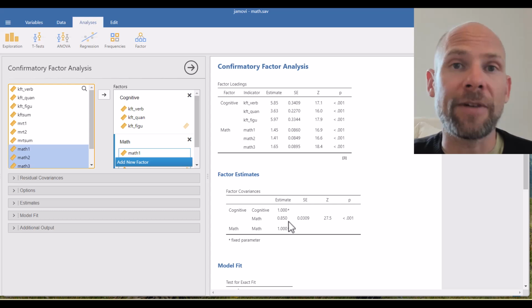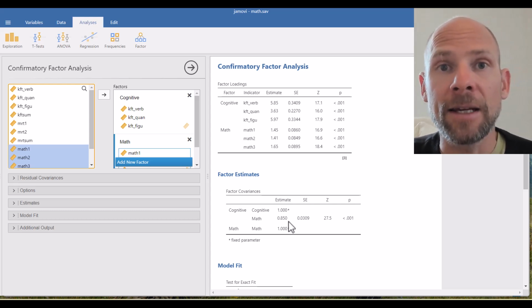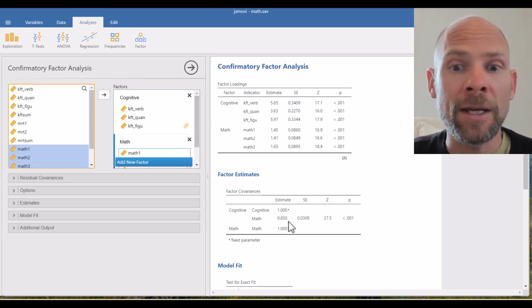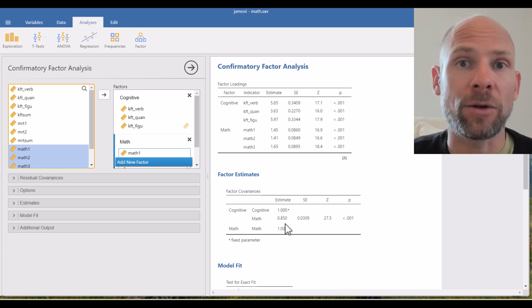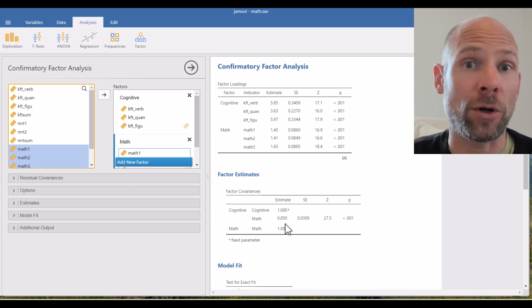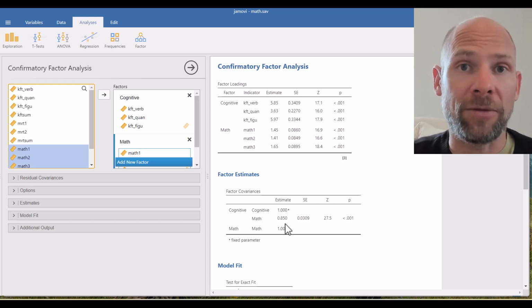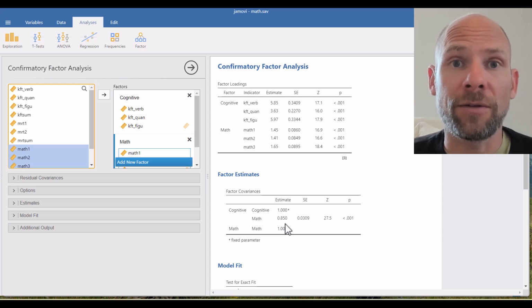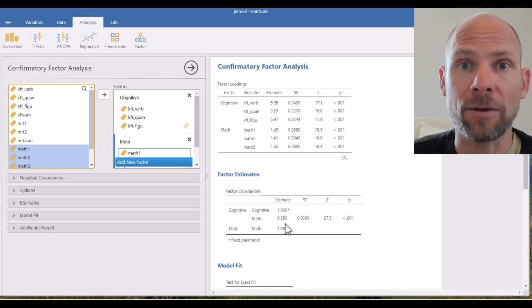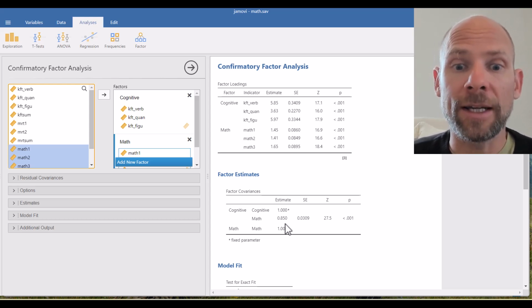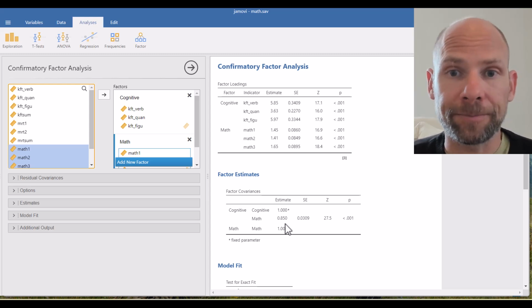And since the factors have been standardized to a variance of 1, this covariance of 0.85 can be interpreted as a correlation. So those two factors are correlated 0.85, which is a very strong correlation, showing that cognitive abilities in this sample were strongly related to math achievement. Those were very highly correlated at the latent level.